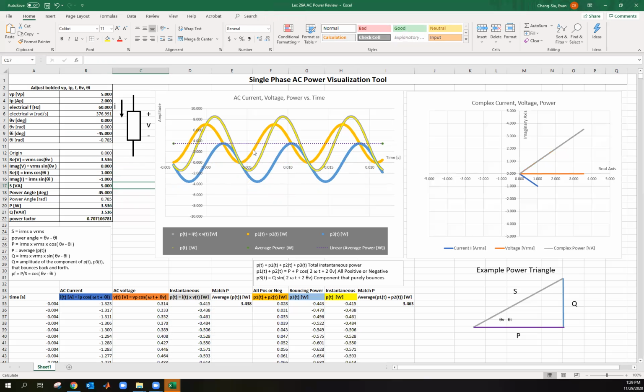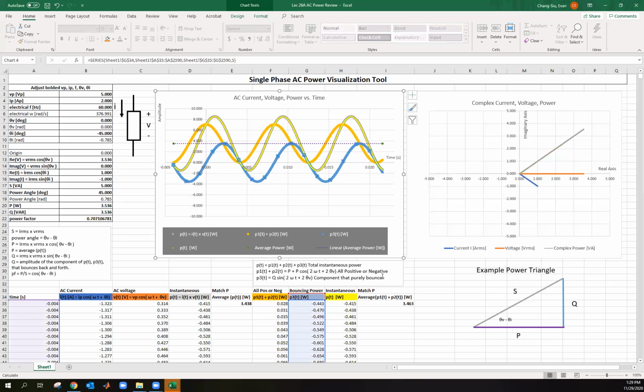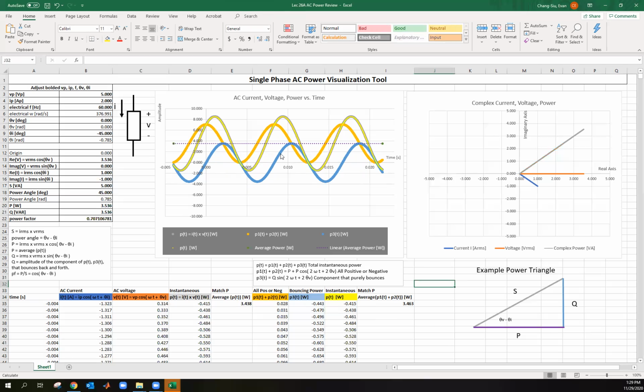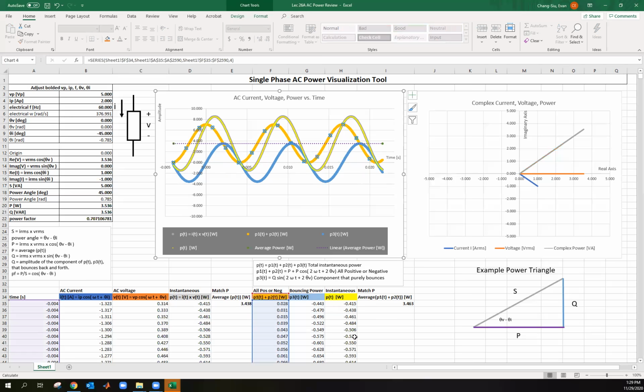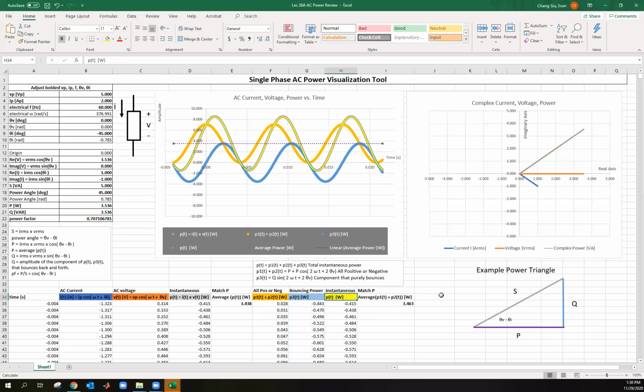It doesn't oscillate between positive and negative. That's this term right here, or this column here. The third component, this Q sine, is going to be this blue line, okay? So notice that blue line is this column here, and the addition of the blue line and the orange line make up this yellow column, which is the total instantaneous power.